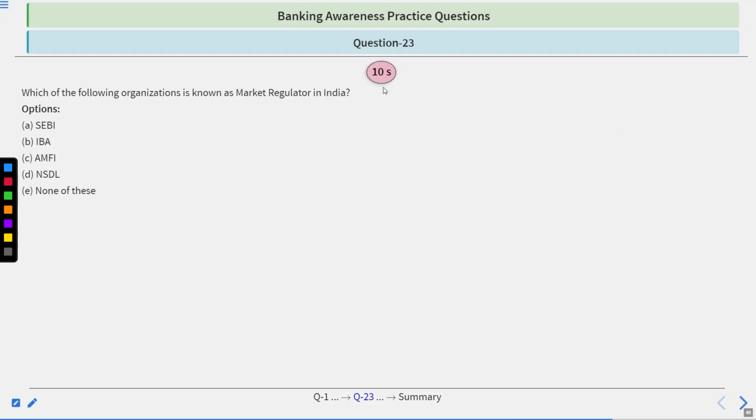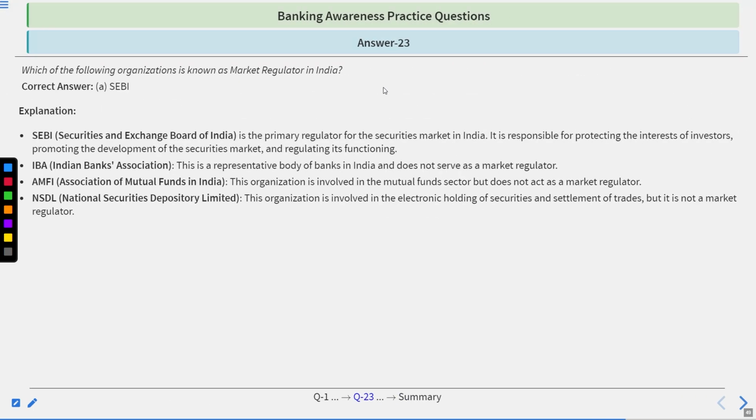Question number 23. Which of the following organizations is known as the market regulator in India? SEBI, IBA, AMFI, NSDL, none of these. To answer this, you will have 10 seconds. Time starts now. Time's up. Correct answer is SEBI.